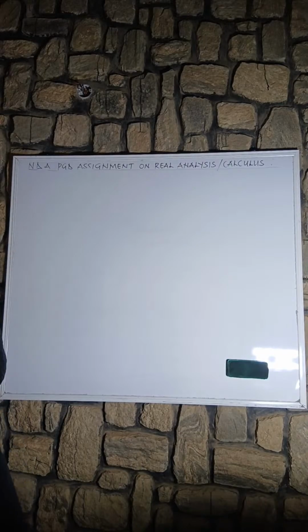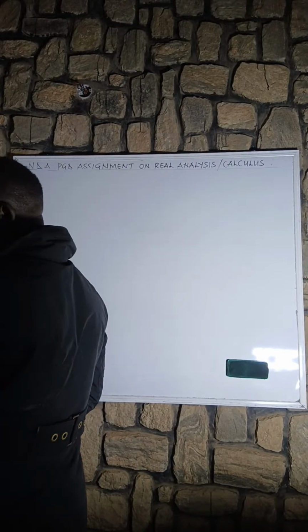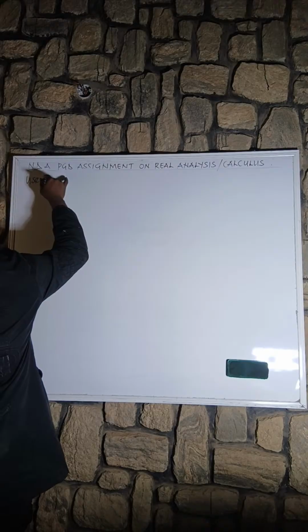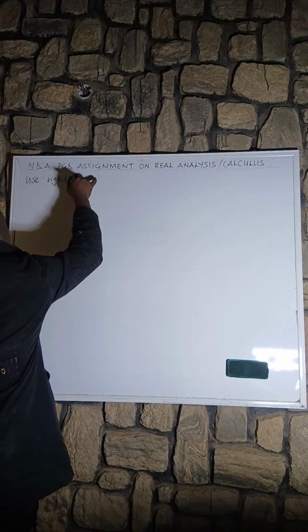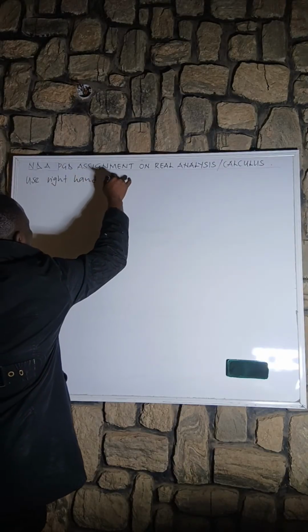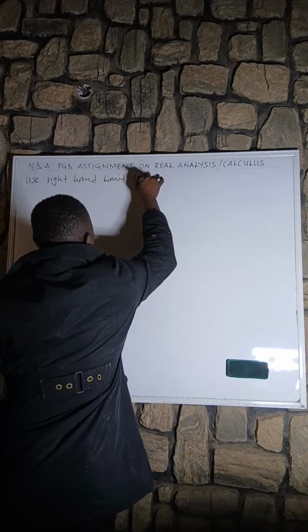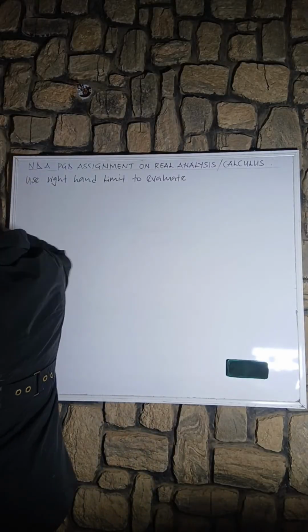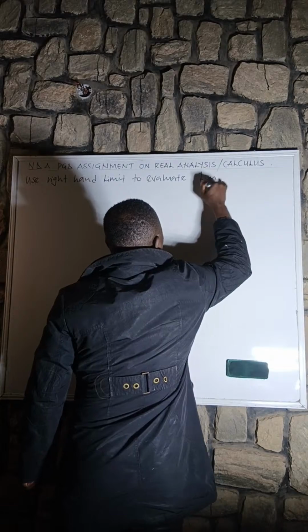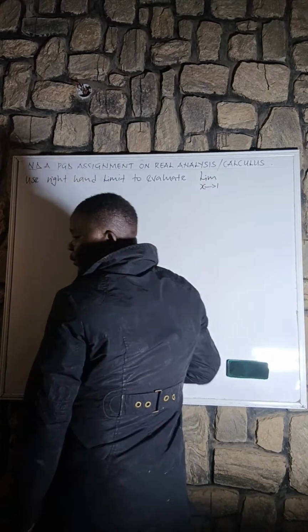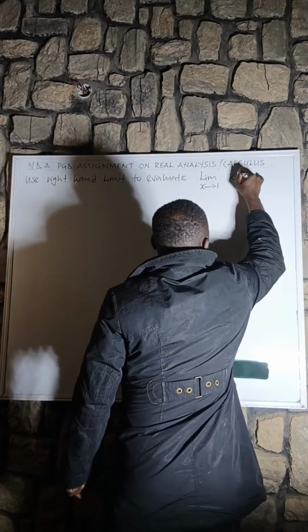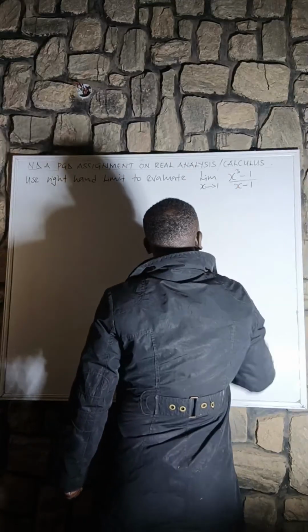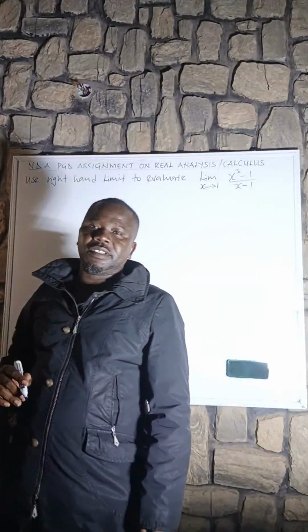So, one of the questions says, use right-hand limits to evaluate the limit as x tends to 1 of x cubed minus 1 all over x minus 1. Yeah, it's as simple as ABC. Please look at the board.